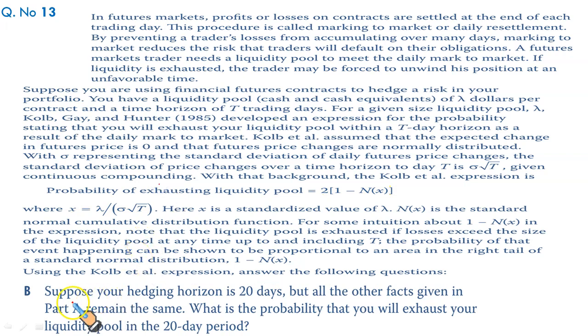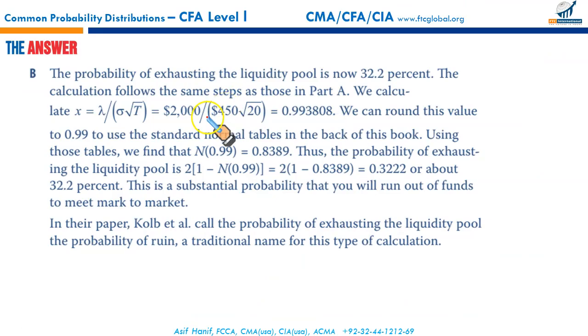Alright, same question. Suppose your hedging horizon is now, instead of 5, 20 days. Hedging horizon is 20 days, but all the other facts given in part A remain the same. What is the probability that you will exhaust your liquidity pool in a 20 day period? You will do exactly the same thing we've just done. Let me take you directly to the solution. You will plug in 20 instead of 5. 2000 is lambda upon 450 times square root of 20, it's 0.9938, which is 0.99.